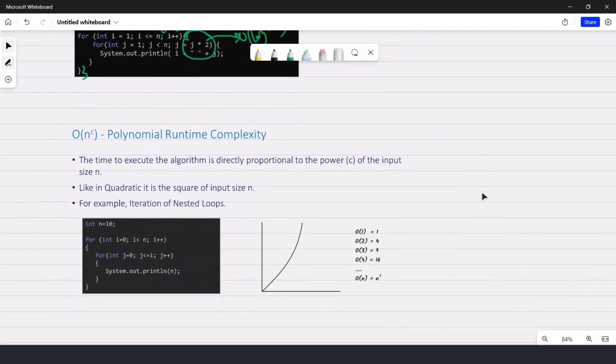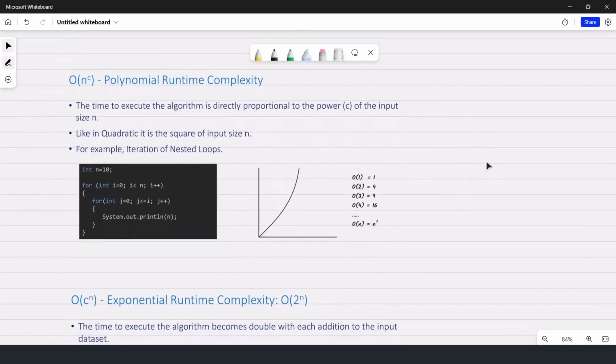Next up is the polynomial runtime complexity. Polynomial runtime complexity is either n square or n cube. Here two for loops are written running till n and n, so O of n into n, that is n square. In the previous example, we multiplied. Here both loops are running O of n, and both are in the same scope, so O of n into n is going to be O of n square. The complexity of this code is going to be O of n square, right?